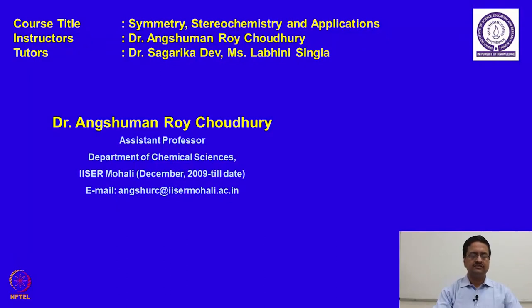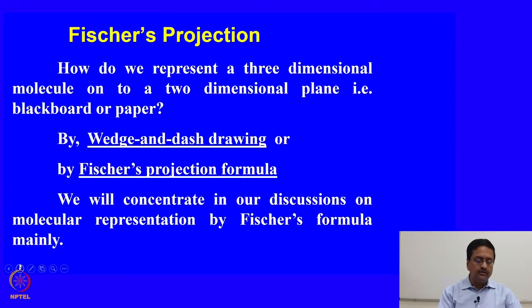Welcome back to the course on Symmetry, Stereochemistry and Application. In the previous lecture, we were discussing isomerism and we started with various different types of isomers, and we were trying to understand what chiral compounds are. So in this course, now we need to learn a new method of projecting these chiral molecules, which we all know as Fischer's projection. So how do we represent a three-dimensional molecule on a two-dimensional plane, that is, on a blackboard or a piece of paper?